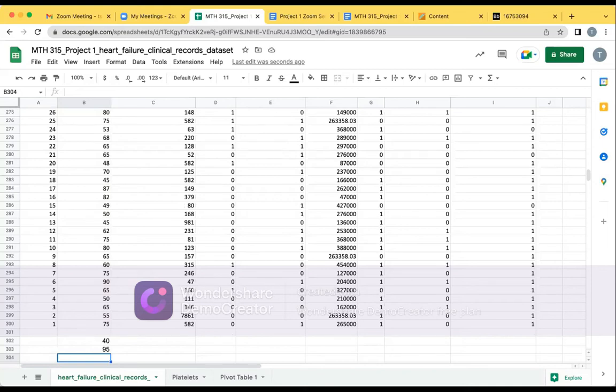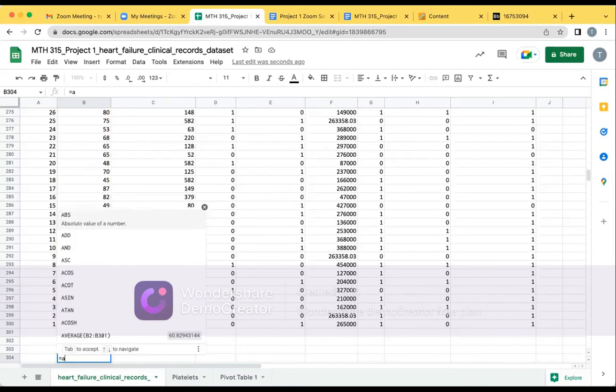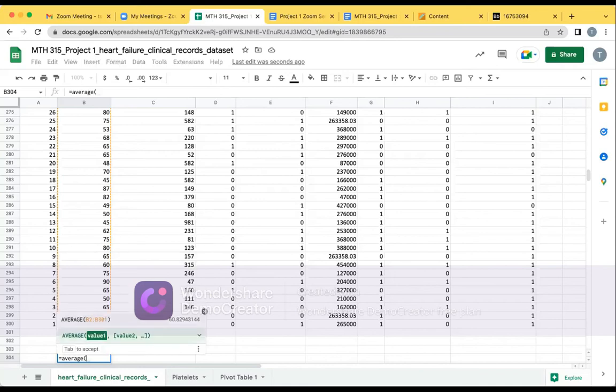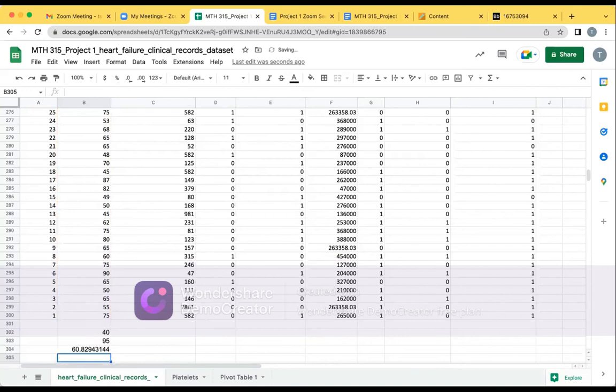I could also do the average or mean, right? It's the same thing. If you try mean, it doesn't recognize it. It recognizes it as average. So that's something you have to remember. Same thing for Excel, it's exactly the same. Average, and I'm going to write B2 colon B300, and it's going to give me that on average, these patients were about 61 years old.